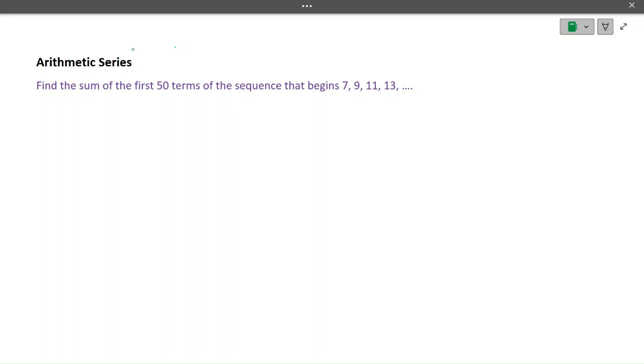Series is another word for sum in math. So we are finding the sum of a specific number of terms in a series or in a sequence. That is arithmetic. So that means we take every term and add them together and we get a single number. That's what we're doing, and we're doing that specifically for arithmetic sequences. That is sequences that increase or decrease by addition or subtraction. All right, so let's get to it.